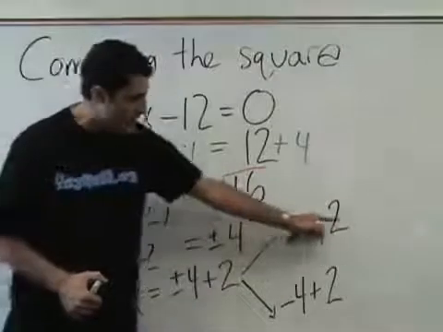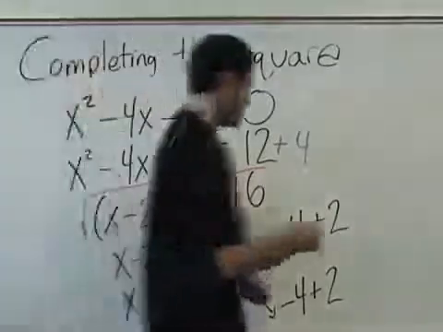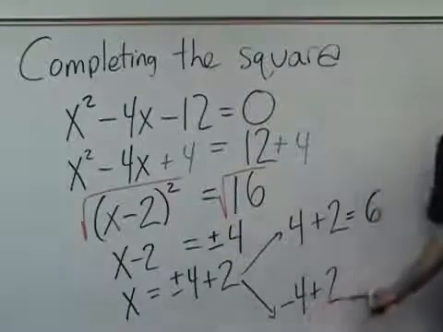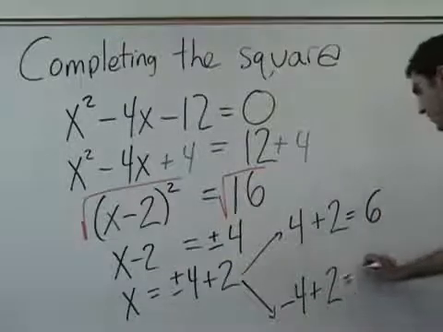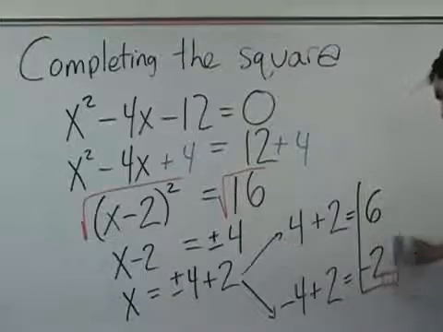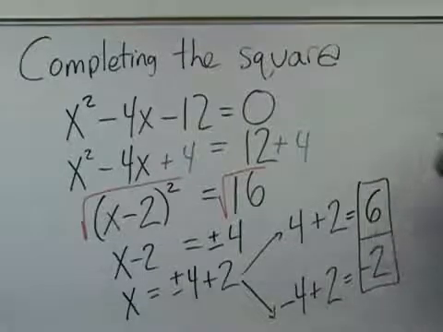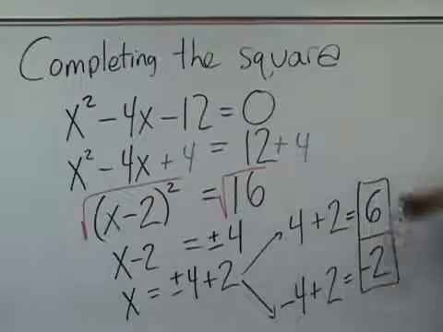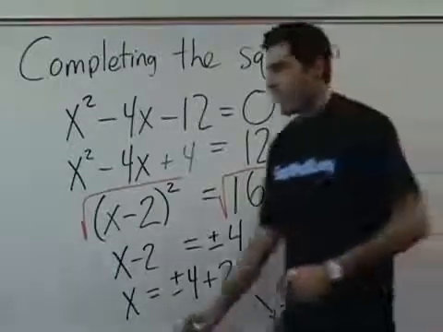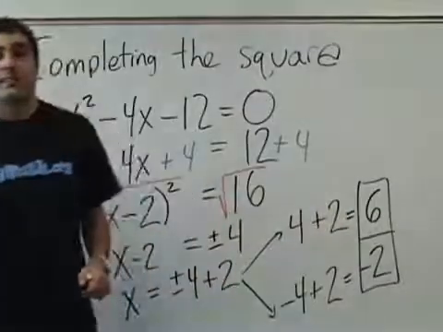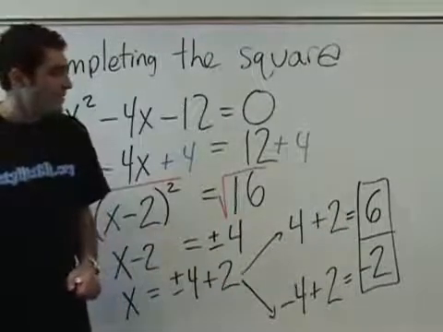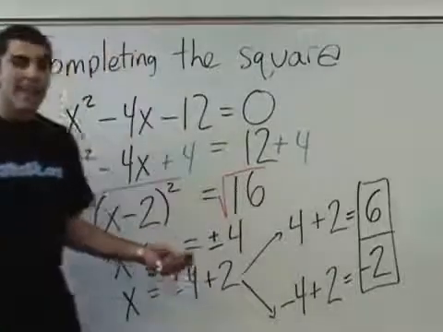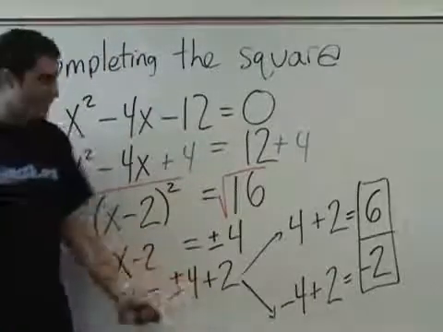So what is 4 plus 2? 6. And what is negative 4 plus 2? Negative 2. So these are our two answers: x equals 6 and x equals negative 2. Box both, however you want to do it. Can we just write x equals plus or minus 4 plus 2? No, it's not simplified, because you can add 2 to 4.